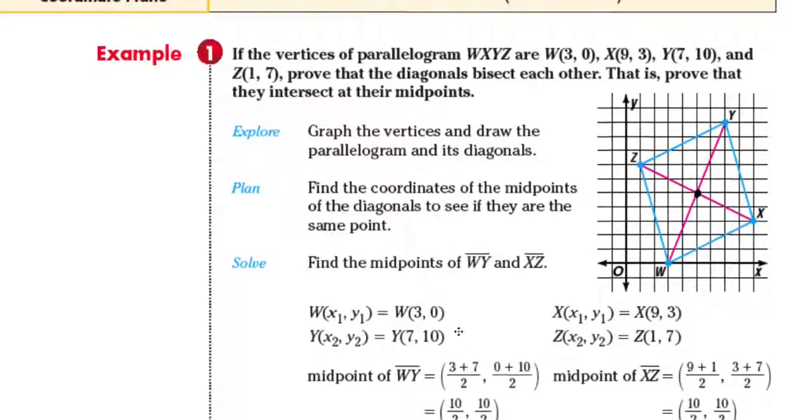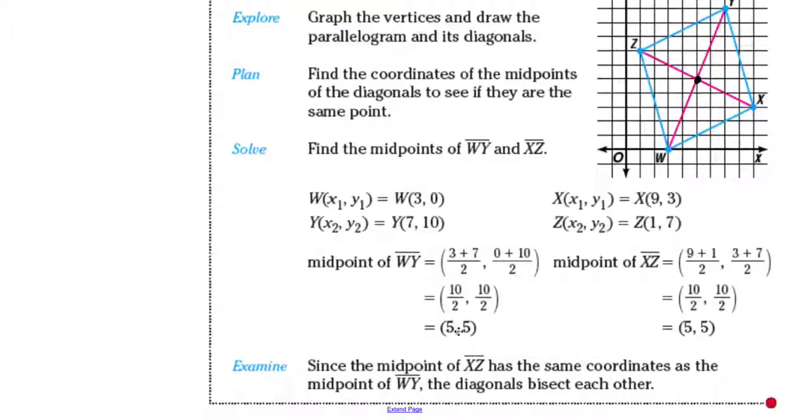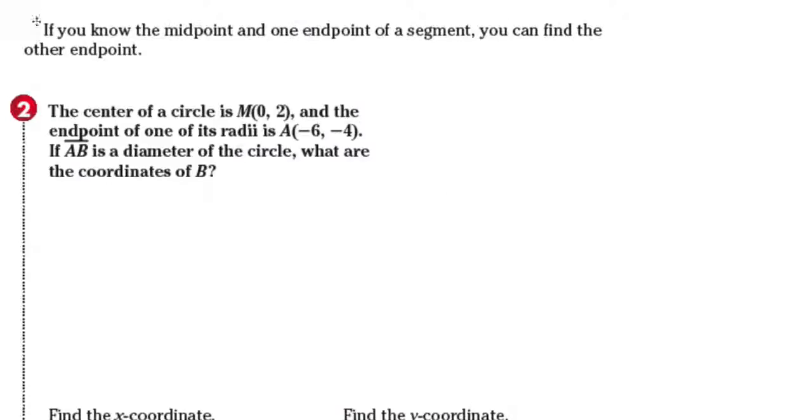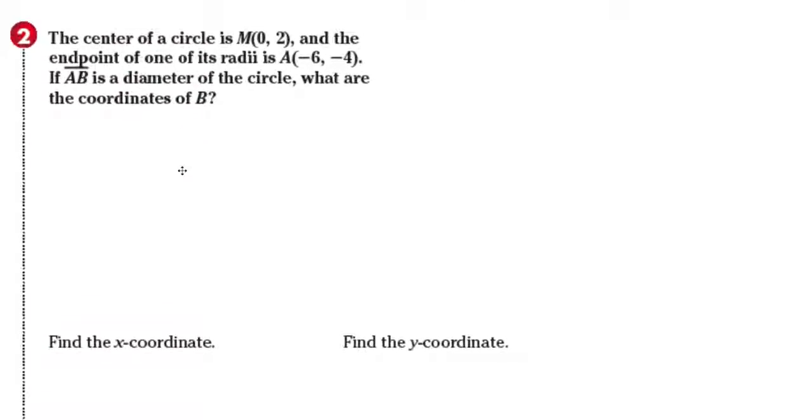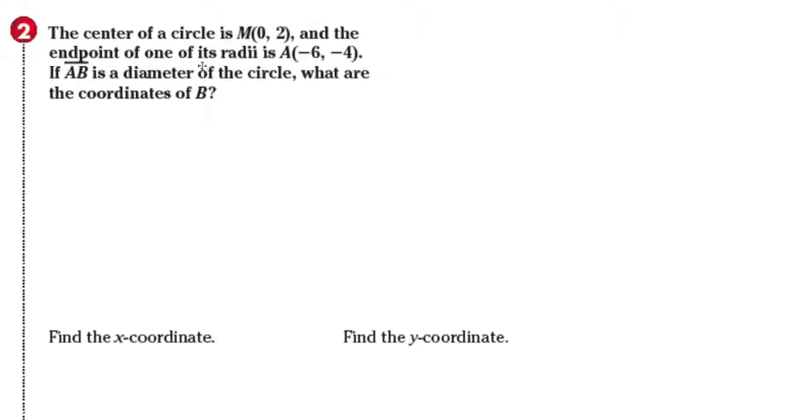So that is example number 1, and let's take a look at example number 2, and see another situation. If you know the midpoint and one endpoint of a segment, you can find the other endpoint. Let's take a look at this example. The center of the circle, point M, is (0, 2), and the endpoint of its radius, point A, is (-6, -4). If segment AB is the diameter of the circle, what are the coordinates of B?